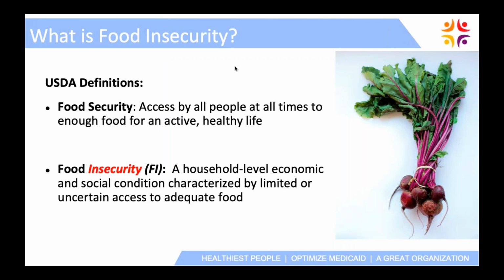So just to give a little background on food insecurity, USDA defines food security as access by all people at all times to enough food for an active, healthy life. Conversely, food insecurity is considered a household level economic or social condition that's characterized by limited or uncertain access to adequate food. So in a perfect world, everyone would be food secure.